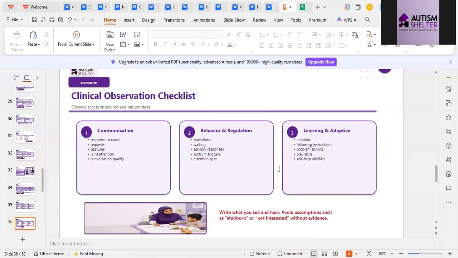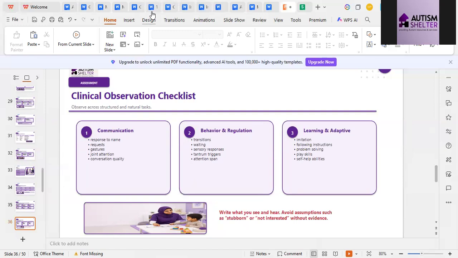And for the observation, these are the things you have to look at while observing a child. For communication, look at whether the child responds to you, whether he or she can request, what their gesture language is, what the joint attention is like, and the conversation quality. Then look at behavior and regulation: how they transition from one activity to another, from one room to another, whether they are capable of waiting, what their sensory responses are, how they get triggered into tantrums, and their attention span.